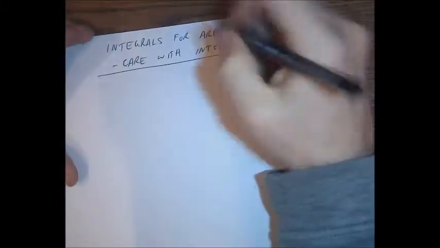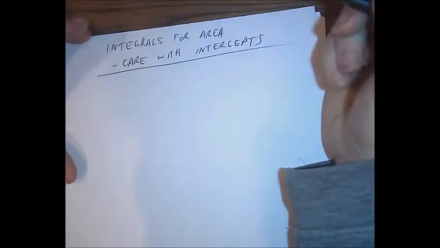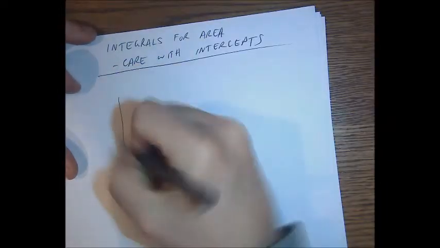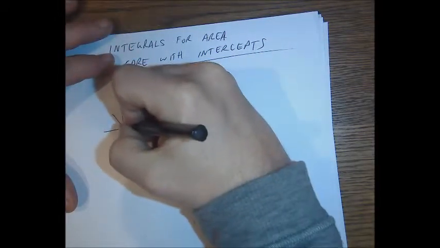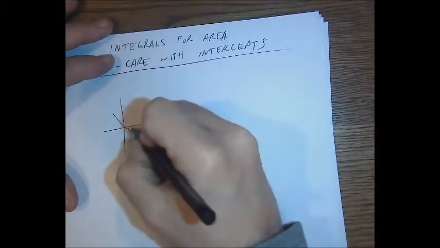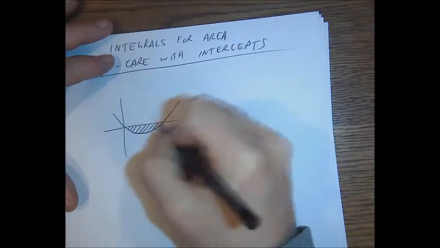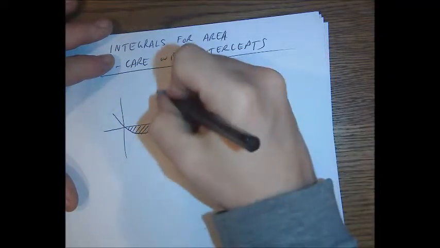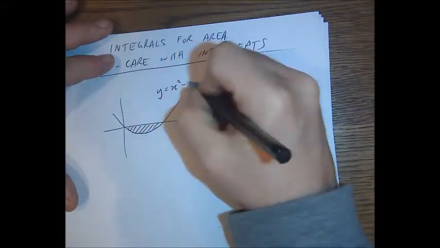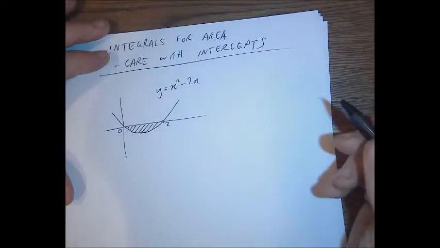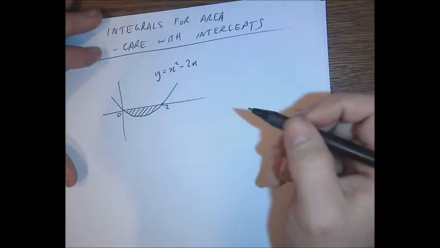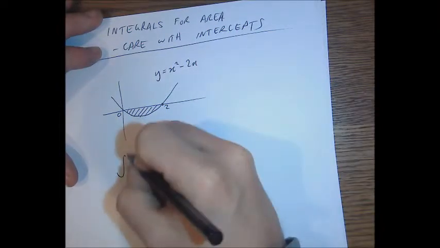Integration is a great tool for working out area, but it does have a flaw, and that flaw is that it can give negative answers for areas. So if you use integration to work out this area, I'll make this concrete. That's y equals x squared minus 2x between 2 and 0. Integration will give you a negative answer for that. I'll give you an example. I'll use this example here.